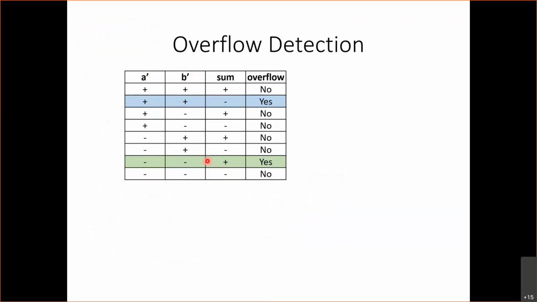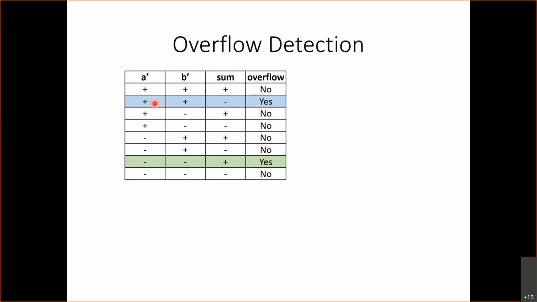Okay, so if I look at A prime, B prime, and sum, then the cases where I'm going to have overflow is if I add two positive numbers and get a negative number, or if I add two negative numbers and get a positive number. Okay, now how do I know if A prime is positive or negative?